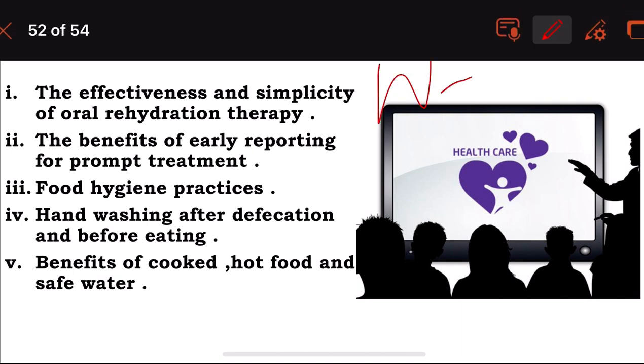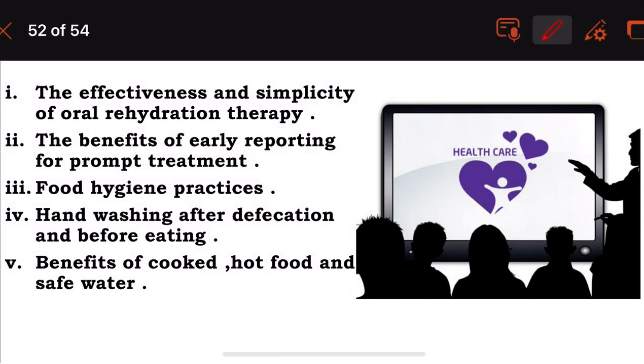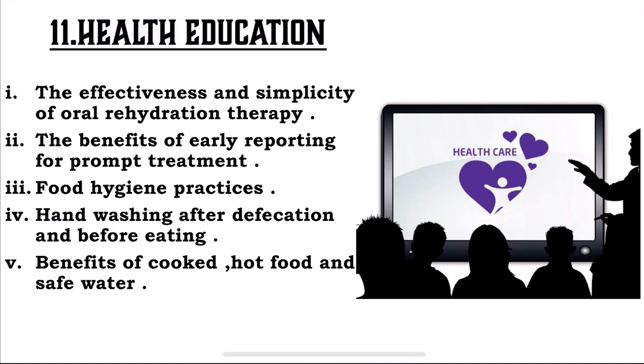Seventy-five ml per kg into the weight of the patient is the formula used for the administration of the oral rehydration solution. This is the most effective in cases of cholera and diarrhea. 90% of the cases can be dealt with the oral rehydration solution itself. And there are benefits of early reporting for prompt treatment. If we treat the patient in the earlier stages of evacuation, the patient will not go into collapse, so it is very easy. The mortality rate can be reduced.